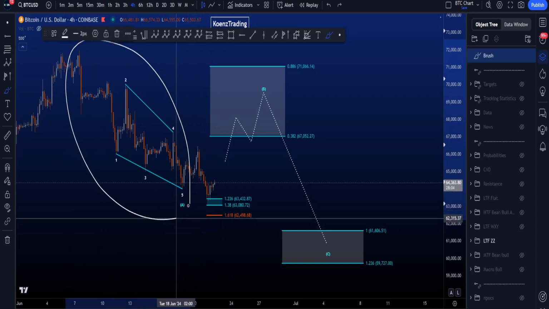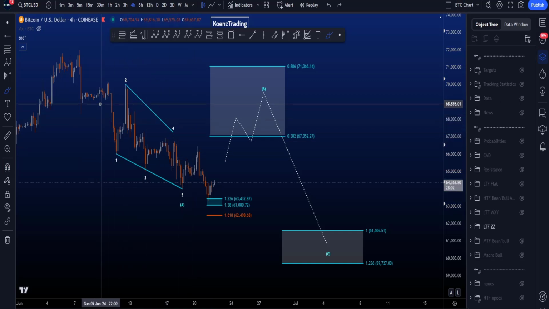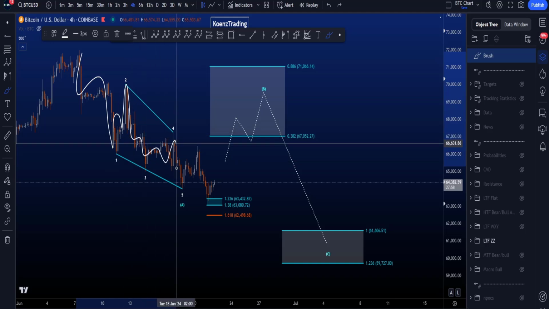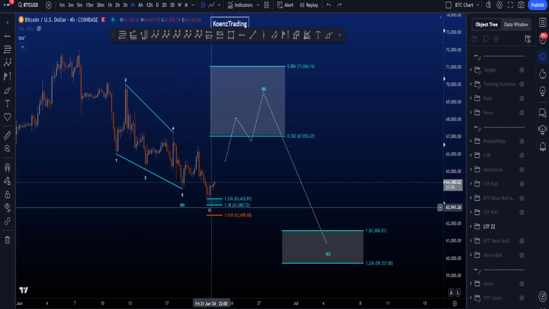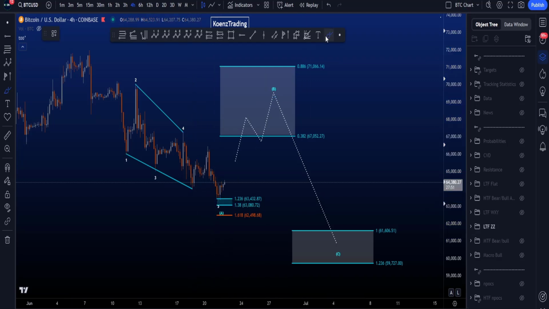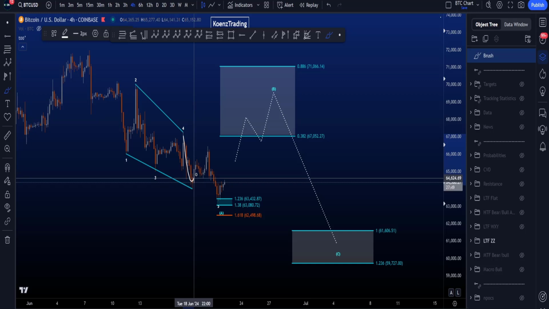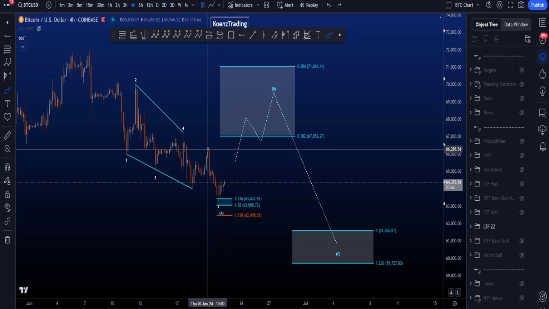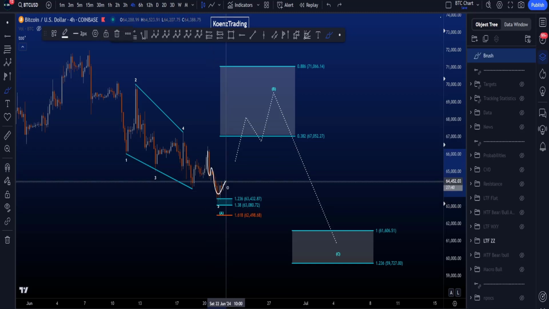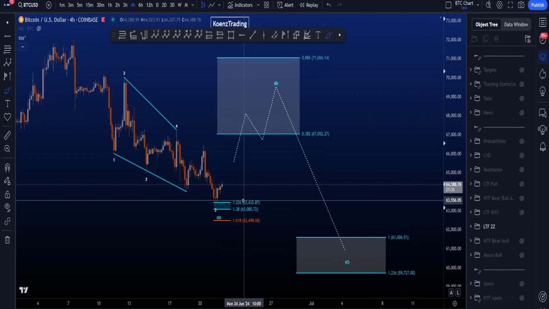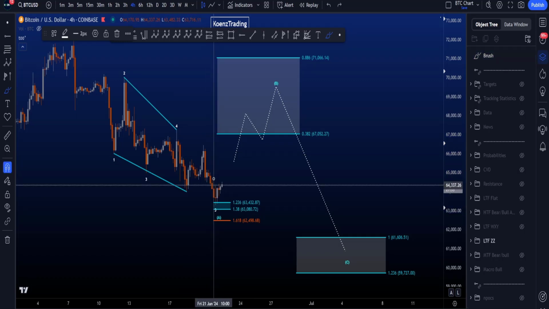So in this diagonal, all of the waves are 3-wave structures, zigzag family structures. So we have a 3-wave 1, 2, 3, 4, and then eventually a 5. Now if we want to end wave A at the low and therefore wave 5 at the low as well, we need to be able to count a WXY in here because this latest structure down is very much a 3-wave structure locally. We can't count this as an impulse anymore in a 1, 2, 3, 4, 5 because wave 4 touched the golden pocket, which is an invalidation. So therefore we have to look for a WXY.